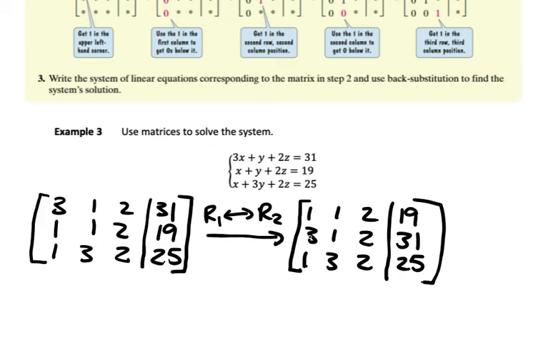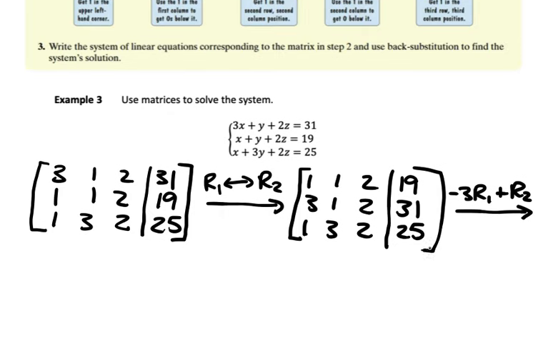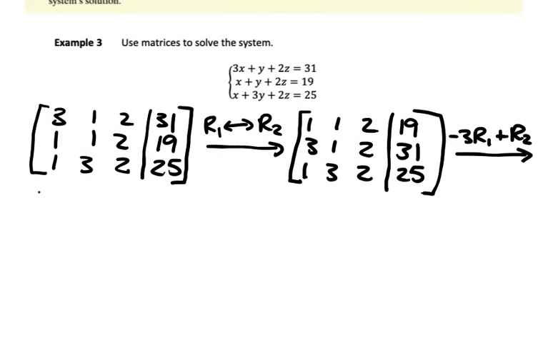So what I need to do next is get zeros in the two positions below the 1. And in order to do that, I'm going to multiply row 1 by the opposite of whatever number is there and then add it to that number. So I would multiply row 1 by -3 and add that to row 2 in order to get rid of the 3 in row 2 and make that into a 0. So row 1 here is not changing.